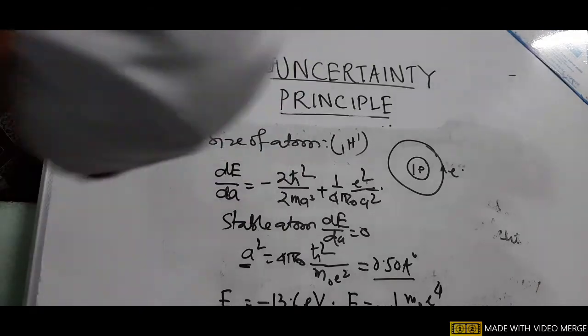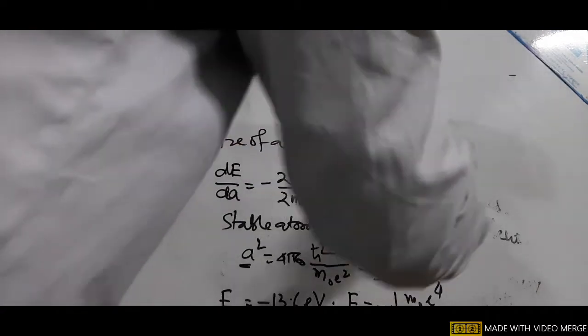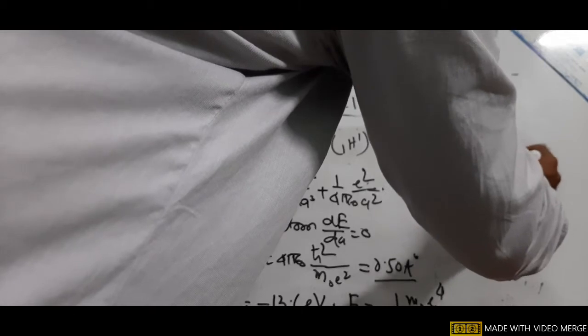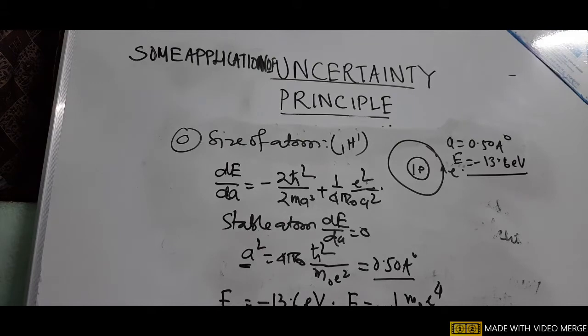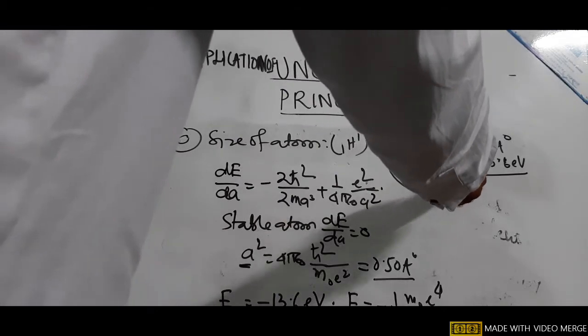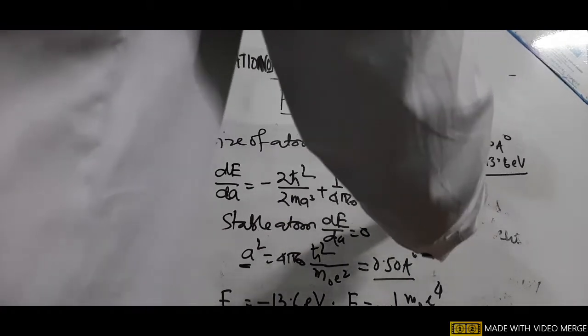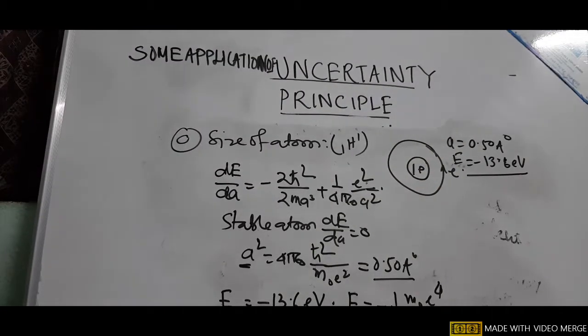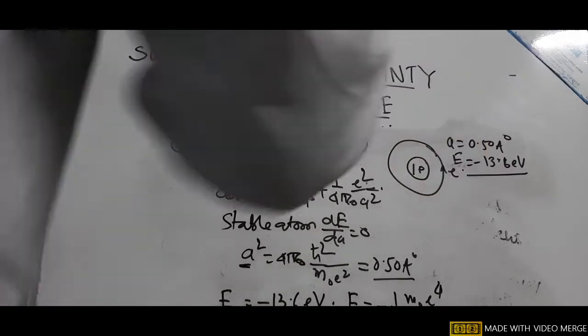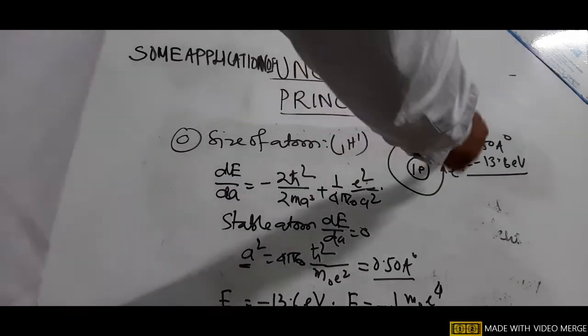So we get this size of the hydrogen atom, that is r equal to 0.50 angstrom, and the energy is minus 13.6 electron volt. So the Heisenberg uncertainty principle allows us to predict the size of the hydrogen atom, the energy of the hydrogen atom, as well as the electron which is revolving around the nucleus. Using this Heisenberg uncertainty principle, we get the radius is 0.50 angstrom.